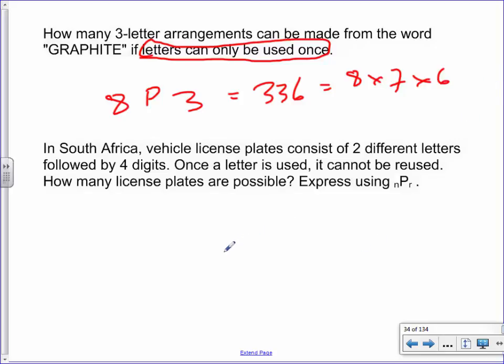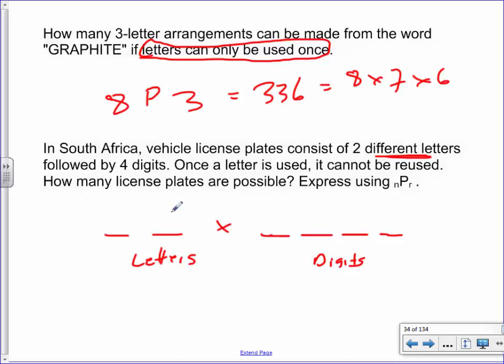Let's try another one here. South Africa, the way they make their license plates, first you have 2 different letters. Keyword, you ready? First you have 2 different letters, and then you have 4 different digits. I was very emphatic on that because you have to have letters and numbers on the license plate. But it actually says they have to be different letters, so you can't use something like AA or 5556 as a license plate number.